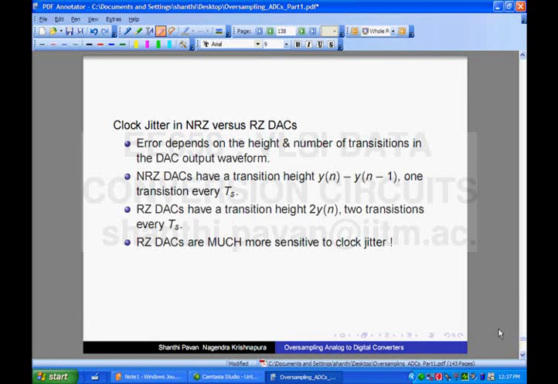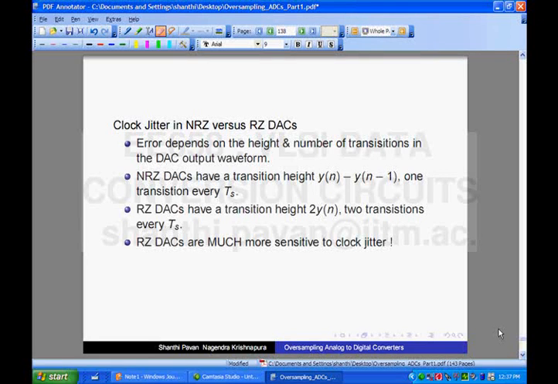So to summarize, the error waveform in the DAC, which is the output of a DAC with the ideal clock compared to that with the jittery clock, the error depends on both the height of the transition as well as the number of transitions in the DAC waveform. Okay, non-return to zero DACs have a transition height of y[n] minus y[n-1], all right, and one transition every Ts. Return to zero DACs have a transition height of twice the y[n].